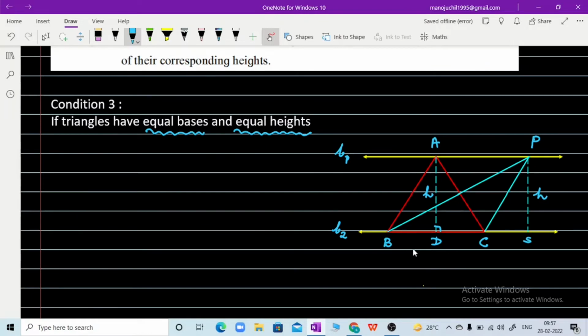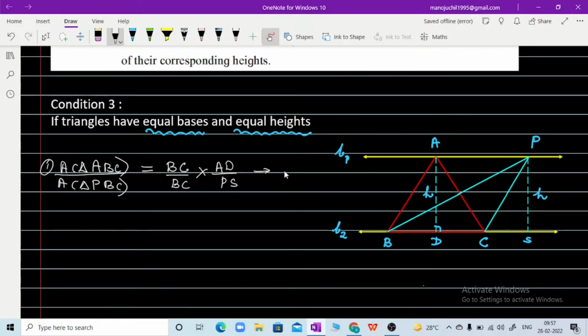If I apply the property of areas of the two triangles, what should I get? Can we write it like this? Area of triangle ABC upon area of triangle PBC is equal to base upon base, that is BC upon BC. You can see both the triangles are sitting on the same base BC. Multiply by height. First triangle's height is AD and second triangle's height is PS.